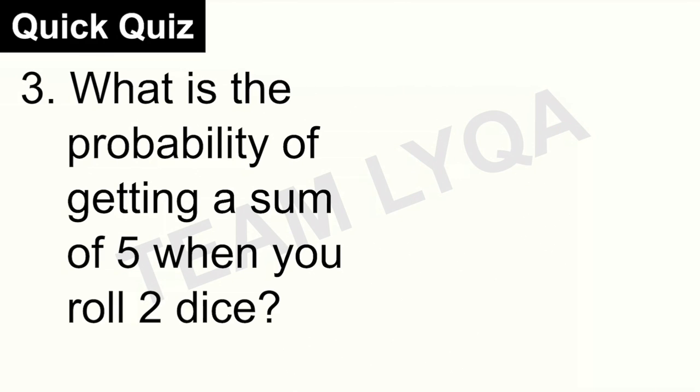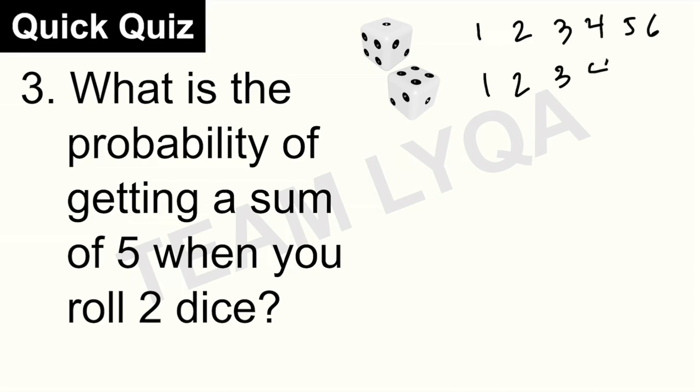Number 3, what is the probability of getting a sum of 5 when you roll 2 dice? So, again, we have 2 dice. Okay, para malaman natin yung mag-fit sa standard, pwede natin ilagay yung numbers 2, 3, 4, 5, 6. And actually, the more you do it, pwede nang umabot sa point na hindi niyo na kailangan isulat to lahat. Okay? But when you're starting out, this could help.